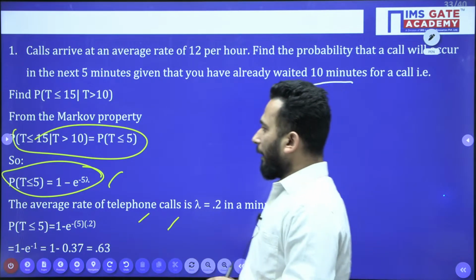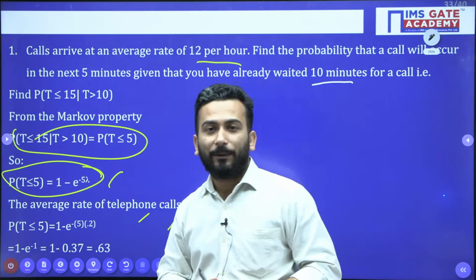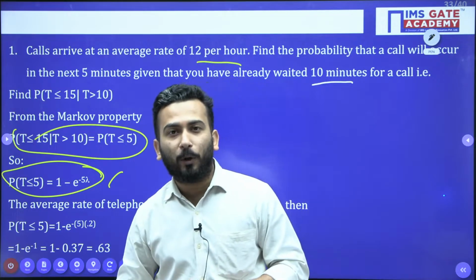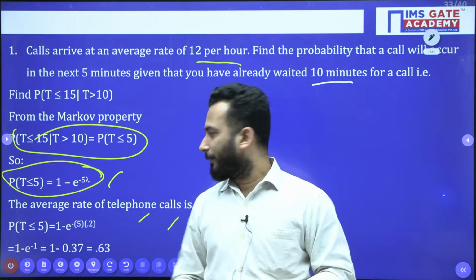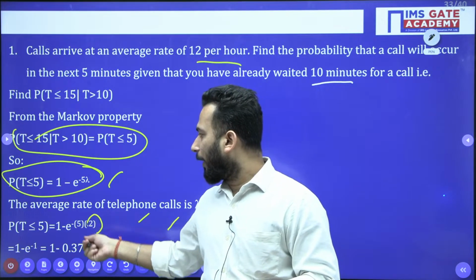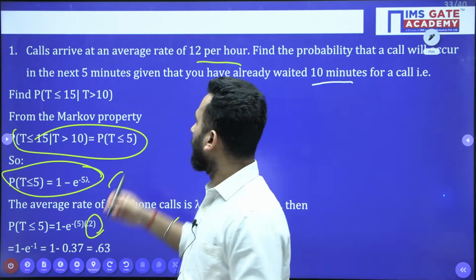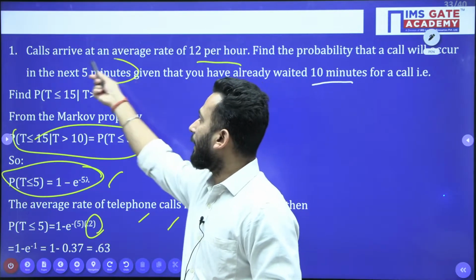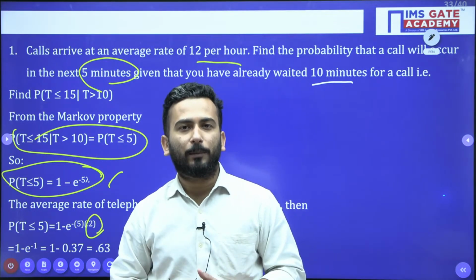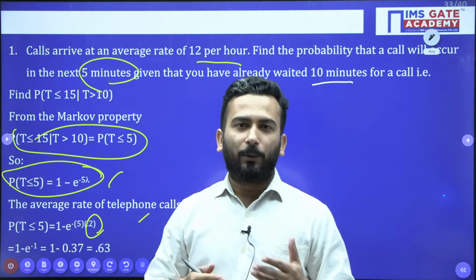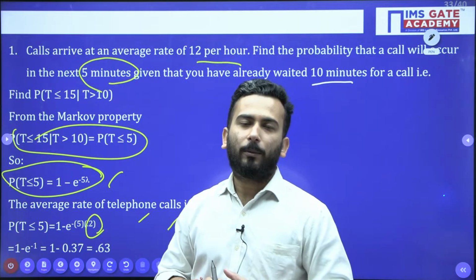And as I told you, my dear friends, see, lambda is given as 12 per hour. You will be thinking that sir, in the formula of exponential distribution, let us put lambda equal to 12. No. What value of lambda they have put? 0.2. They have put lambda equal to 0.2. Why? Because they are asking in minutes. They are asking the question in terms of minutes. Why are you putting in terms of hours? Convert it into minutes and then put, right? So, I hope you have got the entire concept that I was talking about in the beginning.